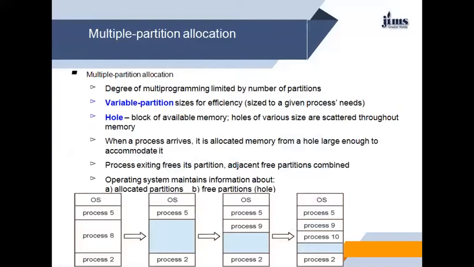Here we can see processes 5, 8, 2; these are the allocated partitions. The blue portion is the free partition. In the third figure, you can see process 5, process 9, process 2 are the allocated partitions, and this one is remaining. Again, in the next figure, process 5, process 9, process 10, and process 2 are allocated. However, there is one space, or one hole, for the free partitions.